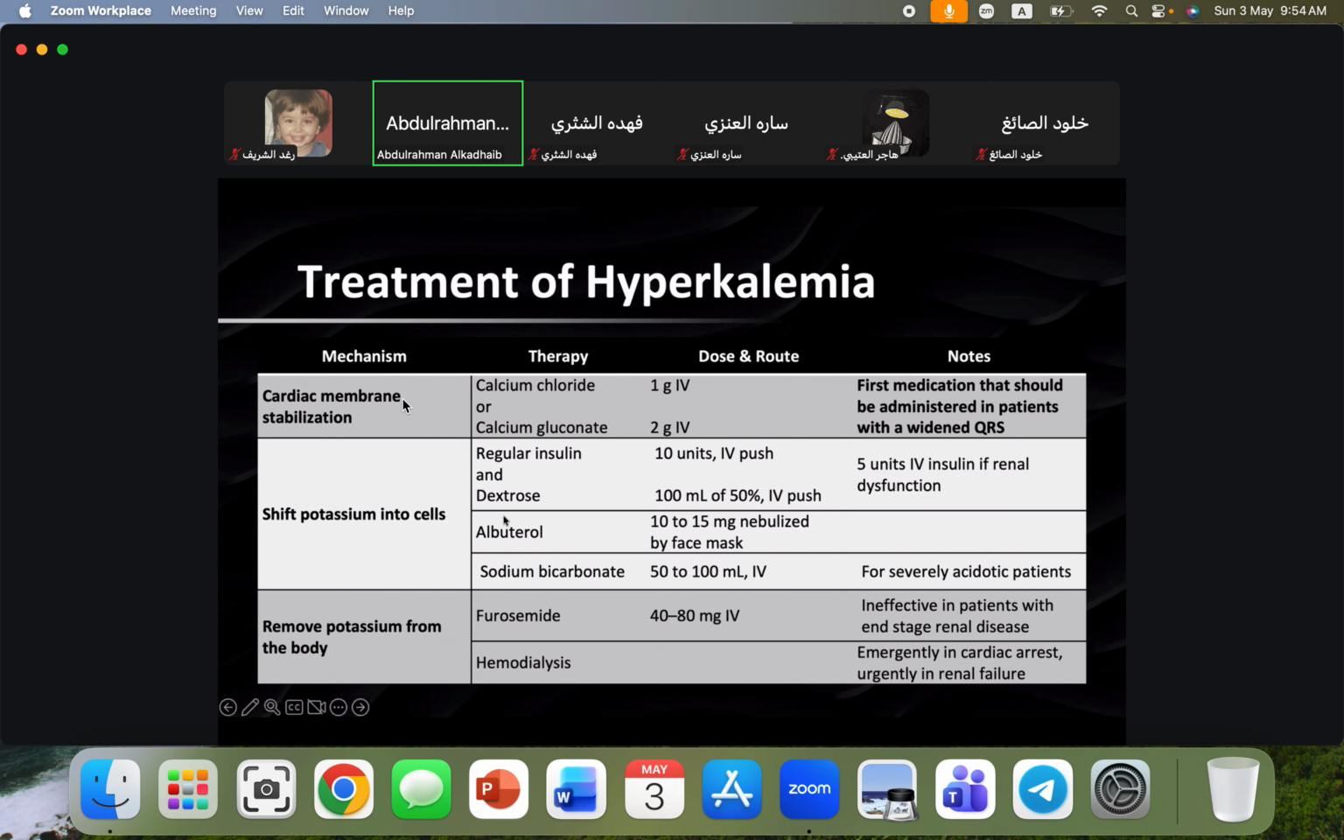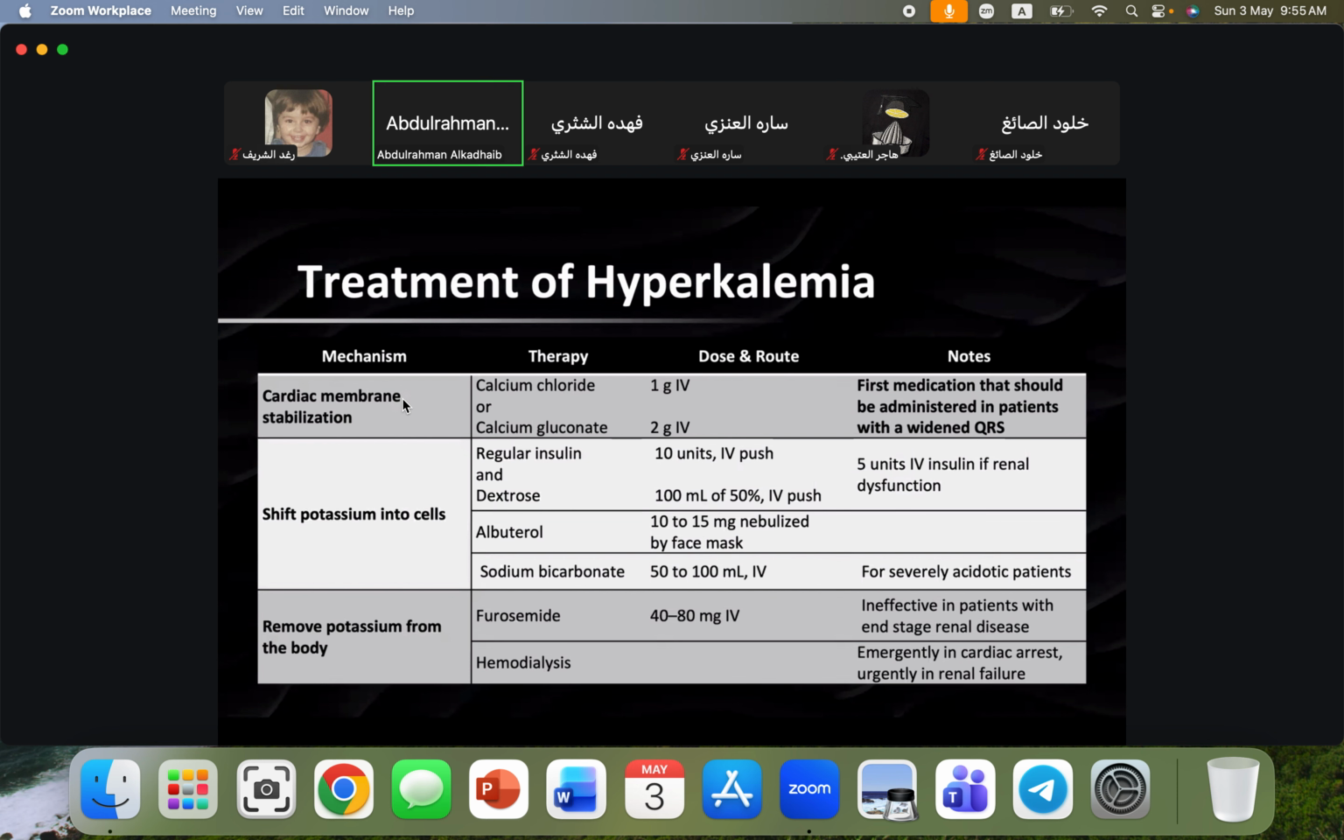So the last type of the antihyperkalemic medications are basically the potassium removers, or the medications that remove potassium from the body. They may include either diuretics such as furosemide, or hemodialysis. Just keep in mind that furosemide may not work in patients with end-stage renal disease, because those patients cannot excrete urine. So we usually avoid it in those patients, and we usually go for hemodialysis.